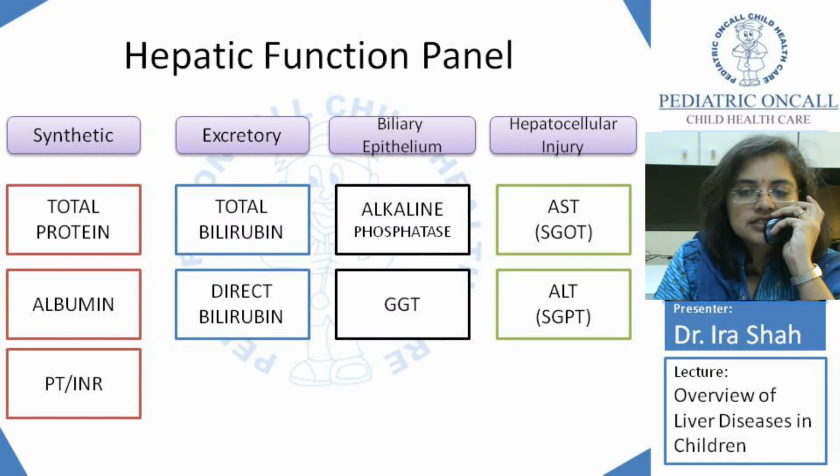For looking at the synthetic function of the liver, we look at proteins, albumin and PT/INR. If we are looking at the excretory function, obstructive versus non-obstructive, we look at bilirubin. If we are looking at any problem in the biliary epithelium, like obstructive jaundice, we look at alkaline phosphatase and GGTP. And if we are looking at injury or necrosis to the hepatocytes, we look at SGOT and SGPT. So that's how we look at the various liver function tests.